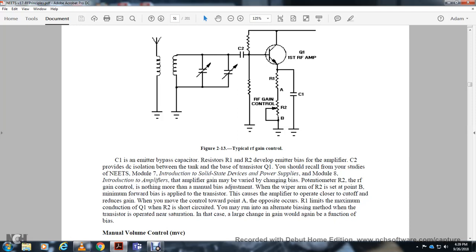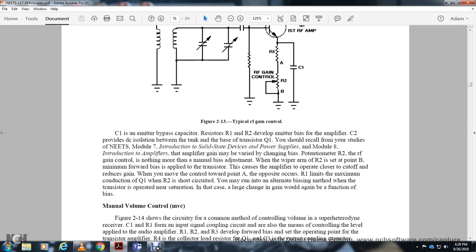the radio frequency gain control, which is nothing more than a manual base adjustment. With the wiper on resistor 2 set at the point of minimum forward bias supplied to the transistor, the amplifier operates close to cutoff, which reduces the gain. Moving the control toward the opposite end of the resistor 1 limit gives the maximum reduction, and transistor 1 with resistor 2 shorted may run with the alternating base method, with the transistor operating near saturation. In the case of a large change, the gain will again function as the bias.